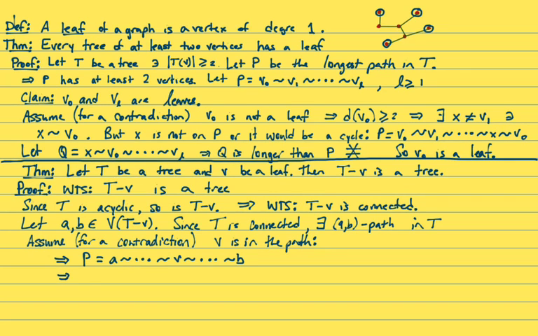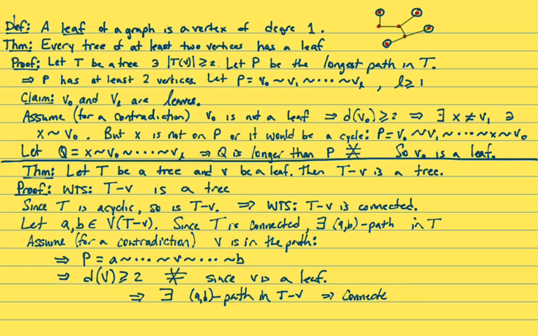But that's impossible because that means the degree of V is at least 2. But V is a leaf, so that is a contradiction. Since the degree of V is 1, V cannot be on the path, which means there's still a path from A to B in T minus V. Thus, it's still connected. Proved.